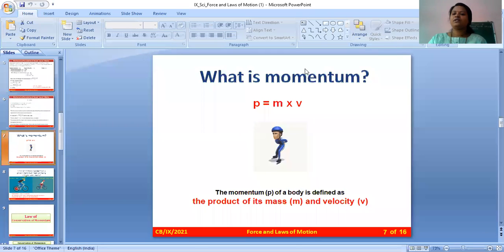Here, what is momentum? Momentum of a body is defined as the product of mass and velocity. It is denoted with small p, that is, p equals m into v.